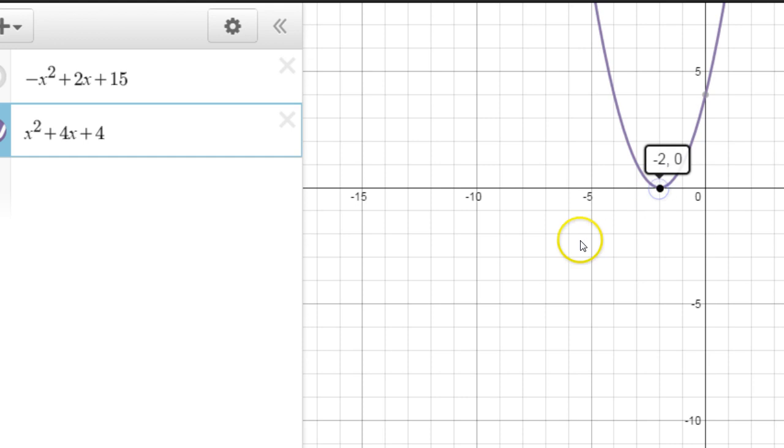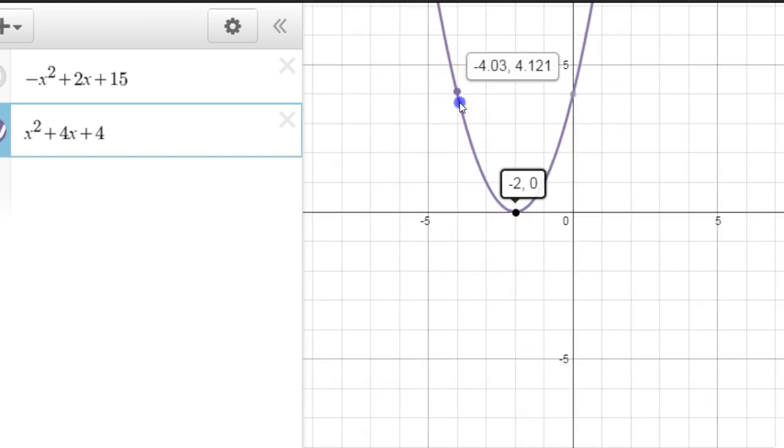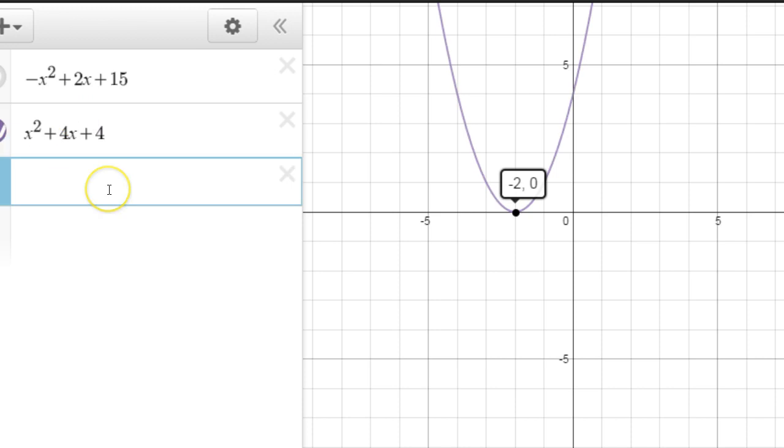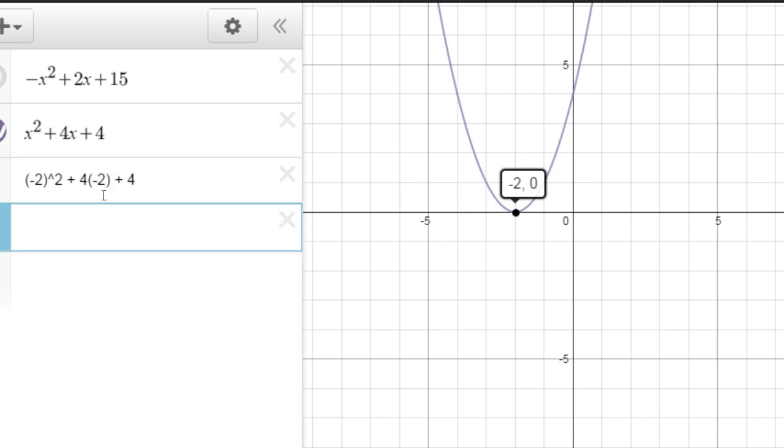If you notice, it only hits the x-axis once. It comes down, hits it, and then goes back up. So that means there's only one answer that would actually fit in there. In other words, if I were to test it out, it would be negative 2 squared plus 4 times negative 2 plus 4. That would be 4 minus 8 plus 4, and if you notice, that just turns into 0. If I try any other number, it won't work.